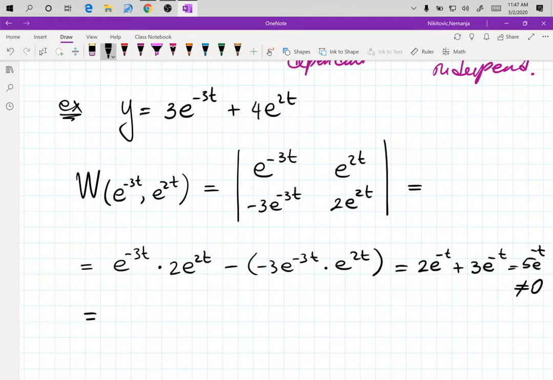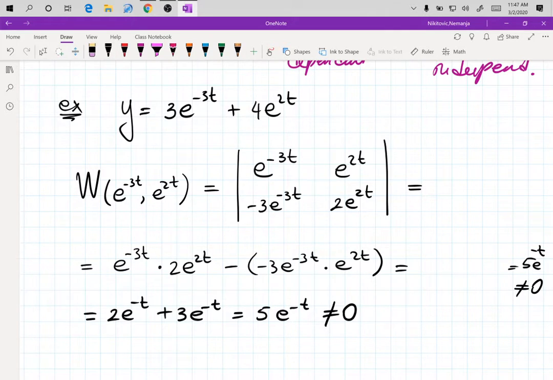Actually, I'm going to go with the next row over here so it's not mushed in there. So solutions are linearly independent. There we go. I'll put a big green check mark.